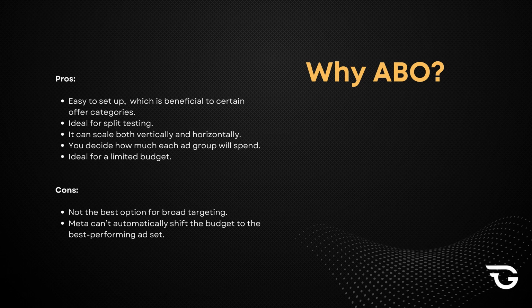Okay, now let's look at ad set budget optimization, or ABO. Now, why would you use ABO? The pros are it's easy to set up, which can be beneficial for certain offer categories. It's ideal for split testing different ad sets, and it allows scaling both vertically and horizontally. You have direct control over how much budget each individual ad set will get to spend. So it's really ideal if you have a limited budget.